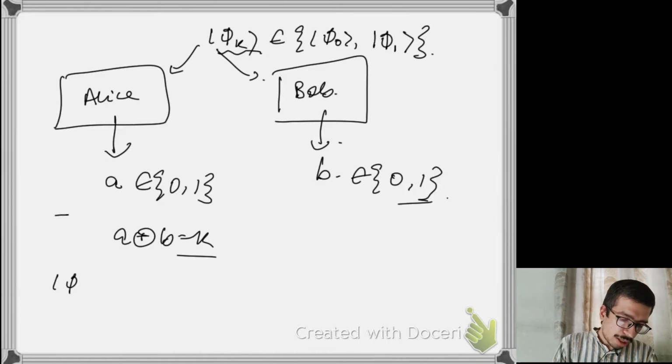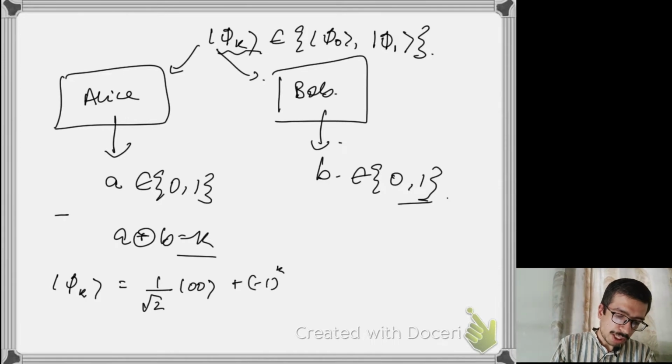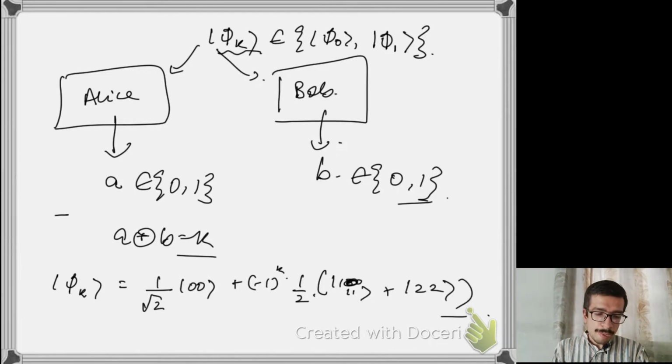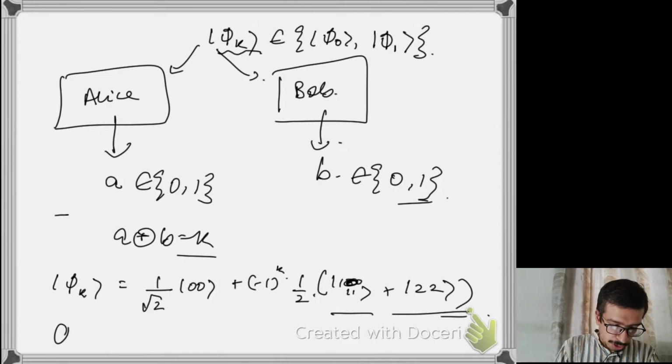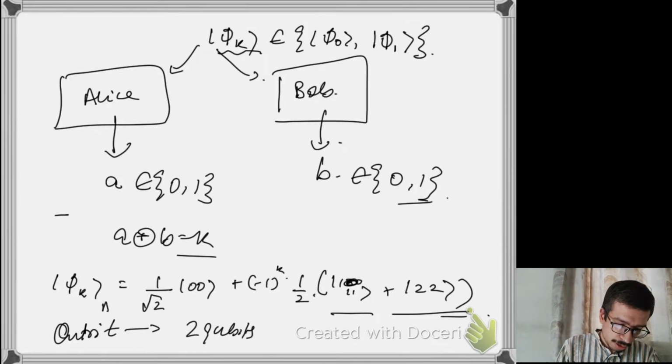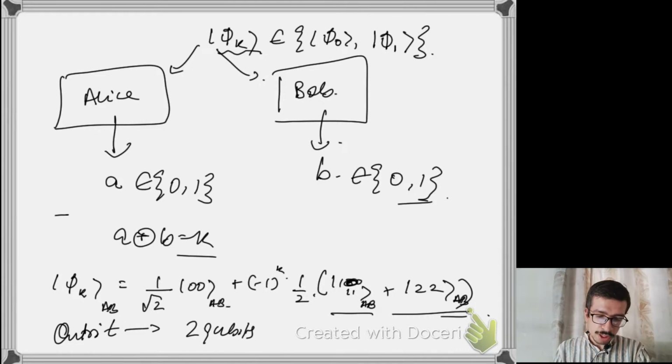And if we recall, our ket phi k was defined as 1 by root 2 times ket 0 0 plus minus 1 to the power k times half of ket 1 1 plus ket 2 2, right? And what we can do is consider a representation. Instead of qutrits, let's talk about 2 qubits. We'll replace each qutrit with 2 qubits. These are qubits shared by Alice and Bob. So I'll write A and B over here.